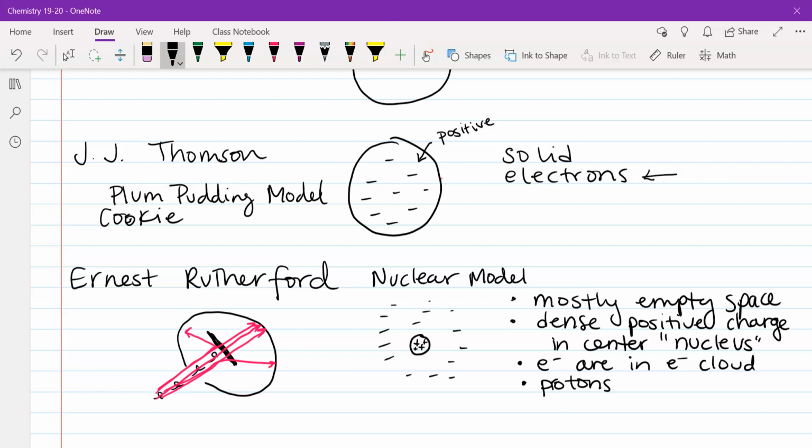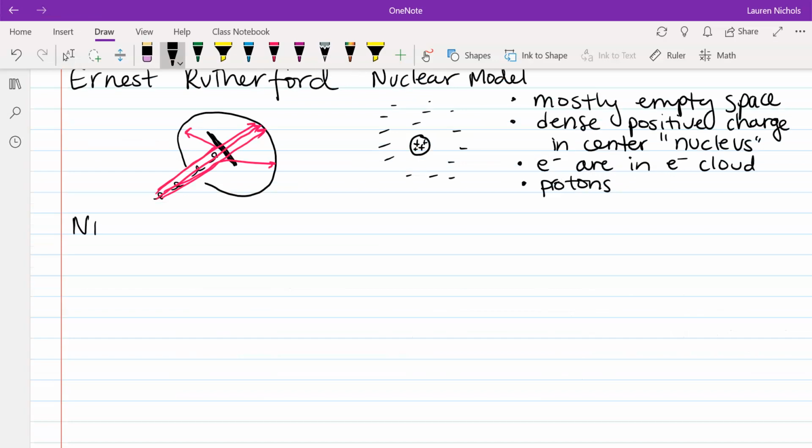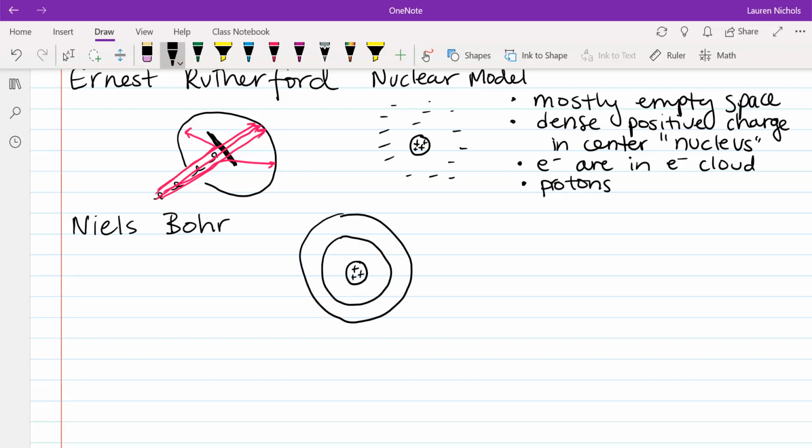And now what we look at is the next scientist. The scientist who came along was Niels Bohr, and he was not that far after Ernest Rutherford. They were both alive at the same time and doing a lot of cool things. Niels Bohr did an experiment, and what he discovered was that not only was the atom having the protons at the center, just like Rutherford said, but the electrons orbit around the nucleus like planets orbit around the sun. And so we call his model the planetary model.